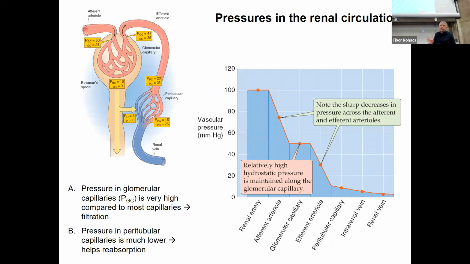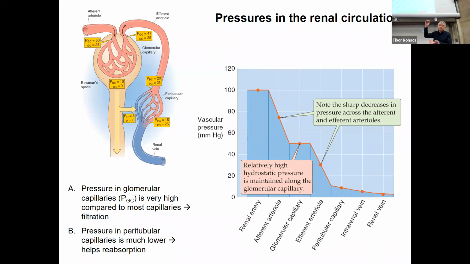So again, the major driving force, the reason why the glomerular capillaries filter a lot more than systemic capillaries, is the high hydrostatic pressure. And the reason for that is the special circulation of the kidney. Normally in any circulatory system for any organ, the highest resistance to blood flow is the arterioles, the little vessels before the capillaries.